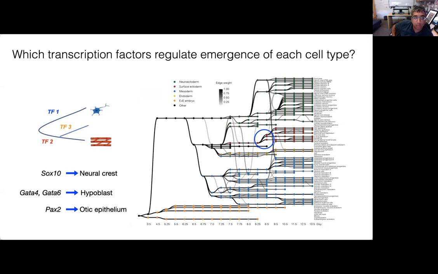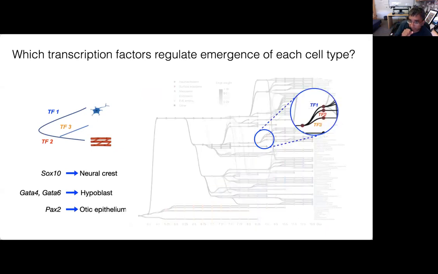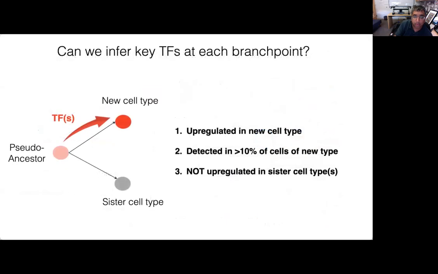And so here, one of the things that we wanted to ask is, can we from this kind of approach go into each of these branch points and infer what transcription factors play key roles in regulating the appearance of a cell type when it first appears on this map. And so zooming in there, are there TFs, for example, that you see modestly expressed in a pseudo ancestor, sharply upregulated in a new cell type, but not necessarily upregulated in any sister branches, so to speak.